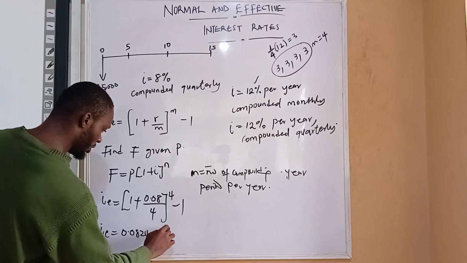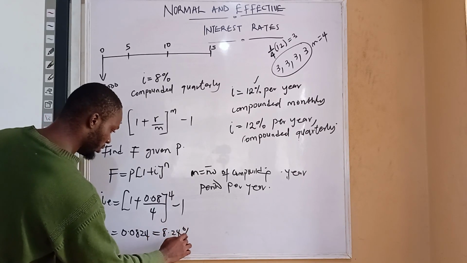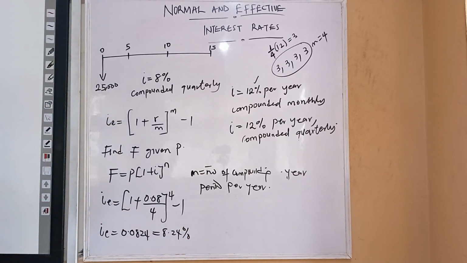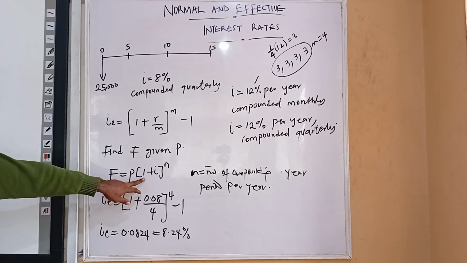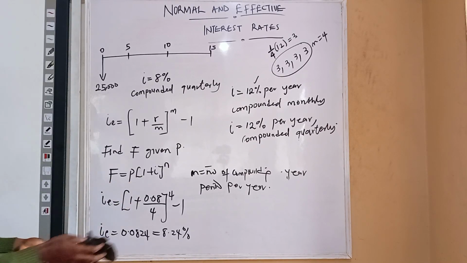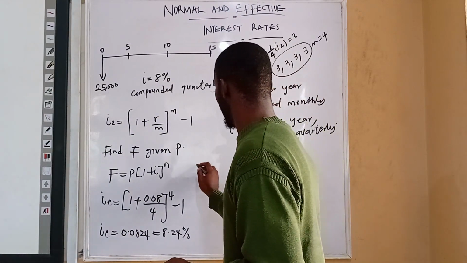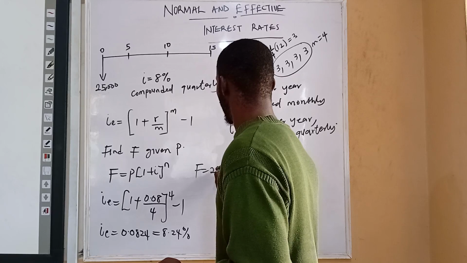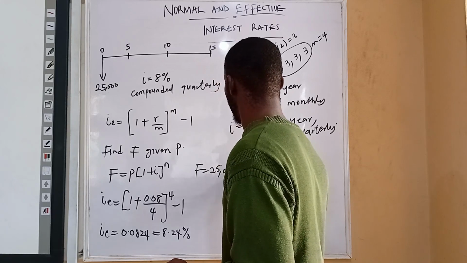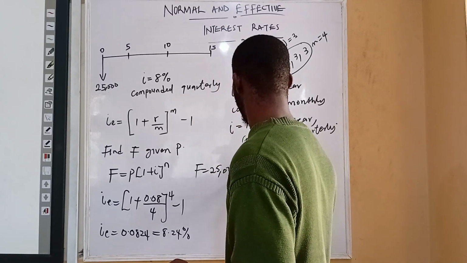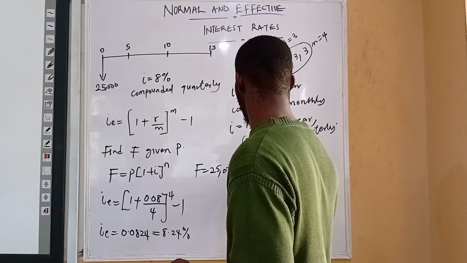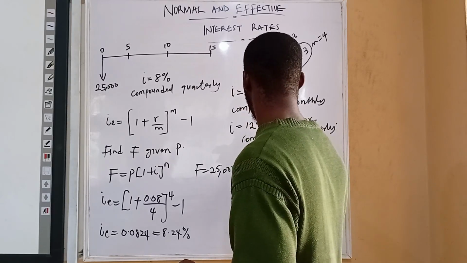Is equal to 8.24%. So this is the value of the interest rate you are going to use here. So our F will now be equal to 25,000 times (1 plus 0.0824) to the power of 15.